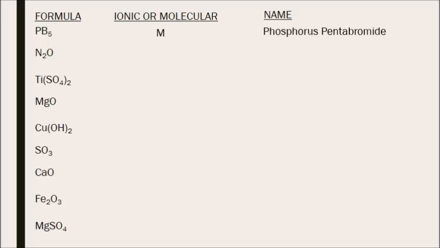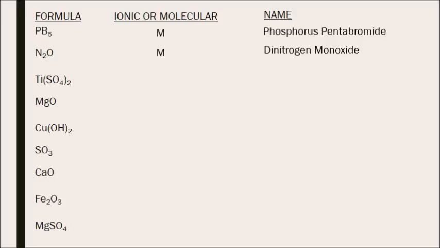Alright, and for the next one, we have N2O. Again, we have 2 nonmetals, so we're going to have a molecular compound. We have 2 nitrogens here, so we're going to want to use the prefix di for the nitrogen. So we're going to get dinitrogen, and we've got 1 oxygen, so we're going to use mono for the oxygen, and then we're going to change it to ide for naming it. So we're going to get dinitrogen monoxide.